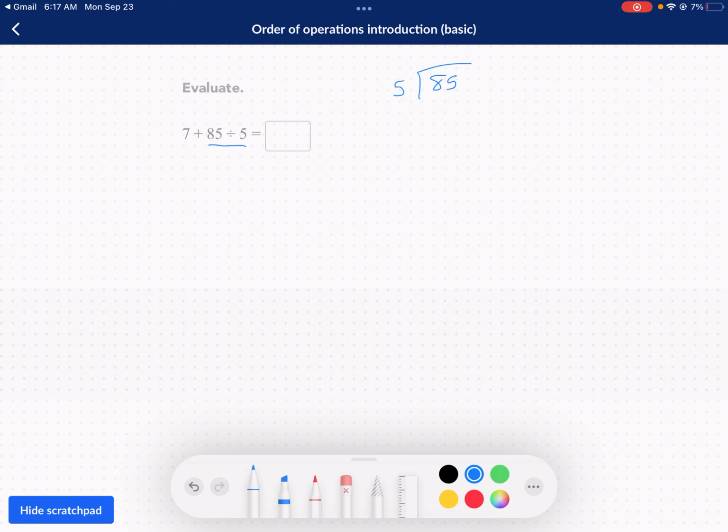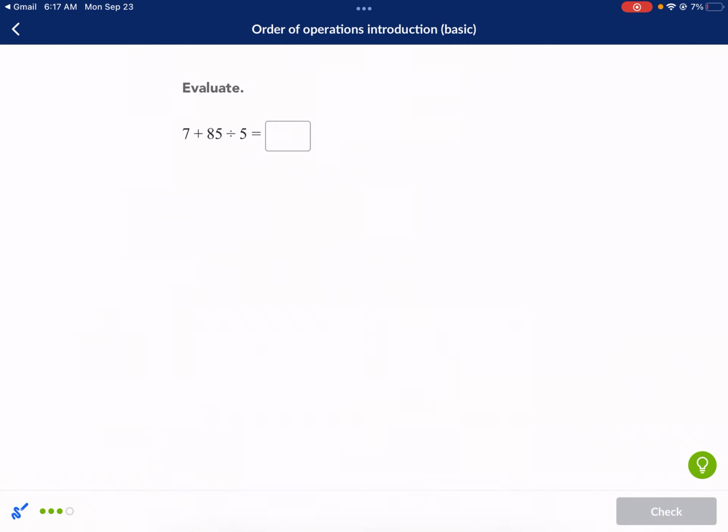85 divided by 5. 5 goes in 8 once. That is 5, and we have a remainder of 3. We drop down the 5, and 5 goes into 35 7 times, so that answer is 17. Let me erase that. Doesn't go in the box. Goes 17 and then plus 7. Okay, and I get 24 for my final answer. So I'm going to type in 24, and it looks like I'm all set.